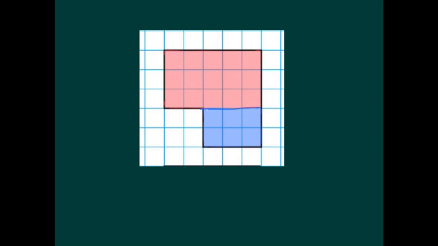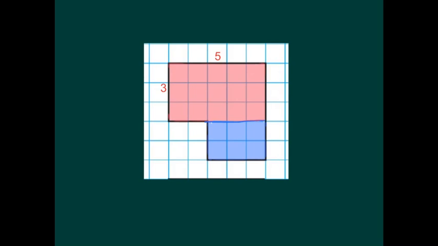Now that we have two rectangles, we can calculate the area as we normally would by multiplying the length times the width of each of the rectangles. You can see that I have labeled the length and width of the pink rectangle with 5 units for the length and 3 units for the width. I can now multiply 3 times 5 and find that the area of the pink rectangle is 15 square units.